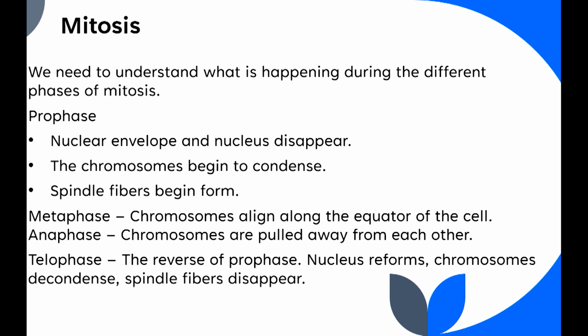Okay, then let's look at metaphase. So metaphase, the chromosomes align along the equator of the cell. Just remember middle, right? The chromosomes align on the middle of the cell, middle and metaphase. That should be easy to remember. During anaphase, the chromosomes are pulled away from each other. So think away or apart, and that'll help you remember what's going on in anaphase.